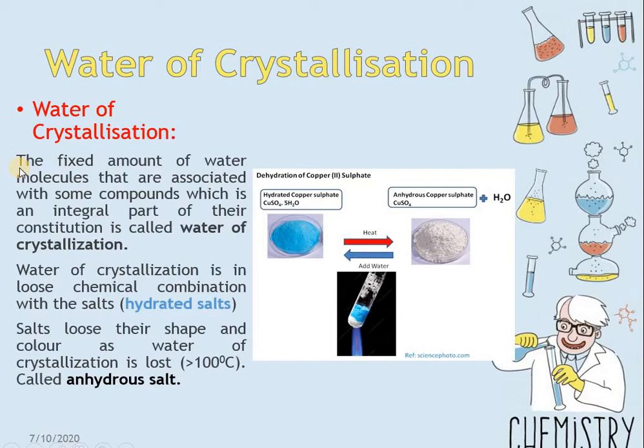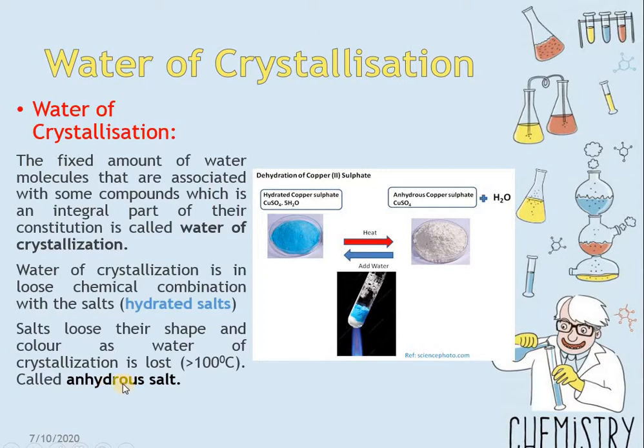Now what is water of crystallization? It is the fixed amount of water molecules that are associated with some compounds, which is an integral part of their constitution, and is called water of crystallization. So the water of crystallization is in loose chemical combination with the hydrated salts. Now these salts lose their shape as well as the color as water of crystallization is lost at around more than 100 degrees Celsius, and such salts are called anhydrous salts.